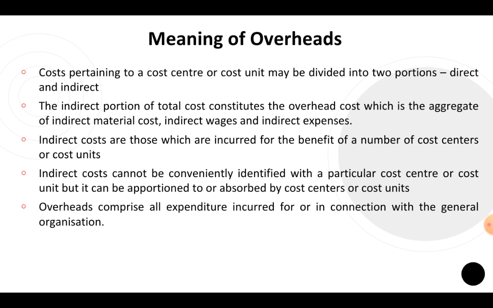Now, indirect costs cannot be conveniently identified with a particular cost center or cost unit, but they can be apportioned to or absorbed by cost centers or cost units. Even though we cannot clearly identify where it belongs, with the help of the CAS3, we can try to apportion it, and also we can see how these various costs can be absorbed.